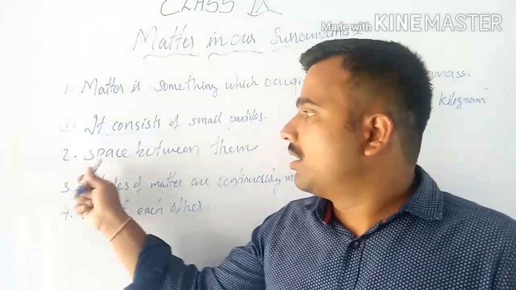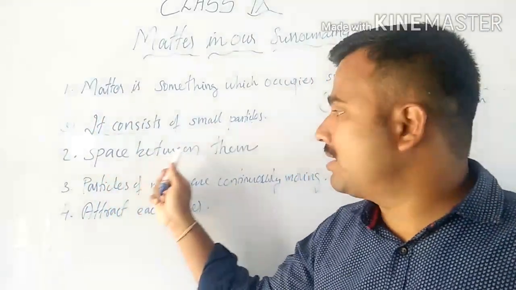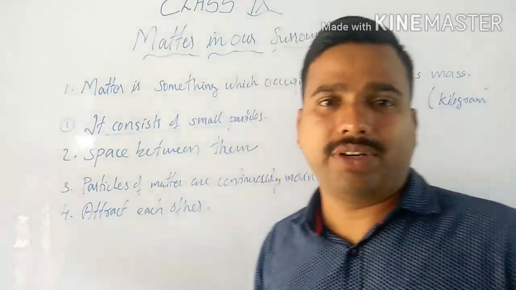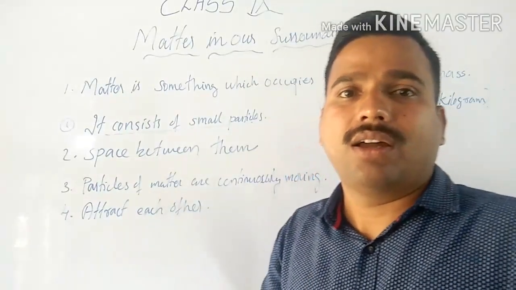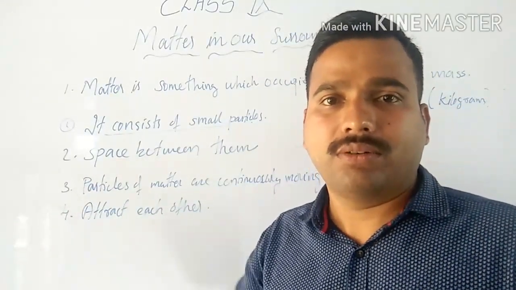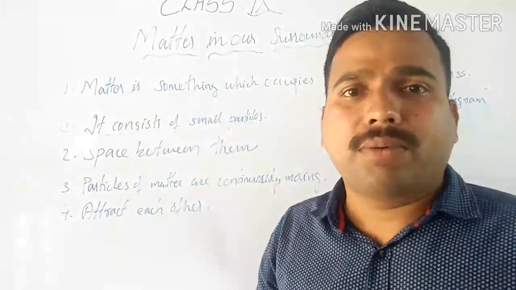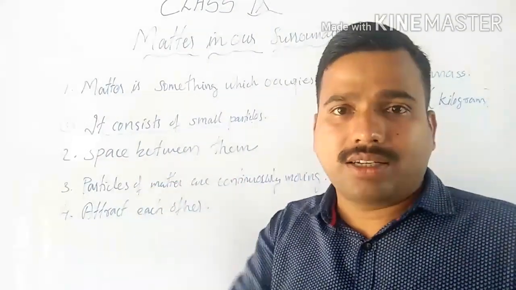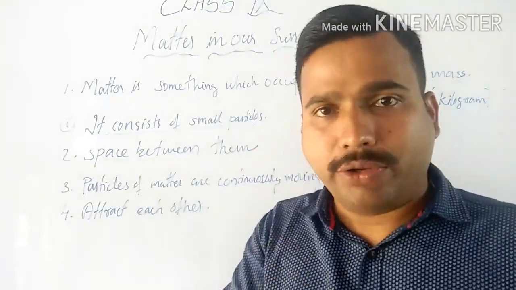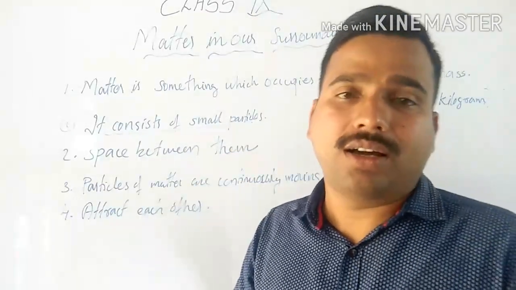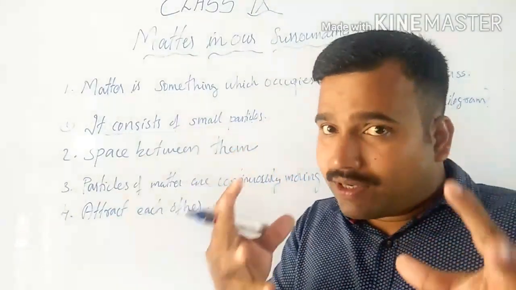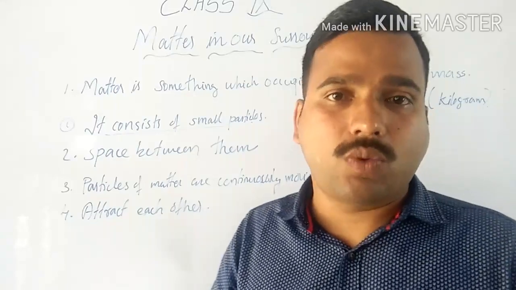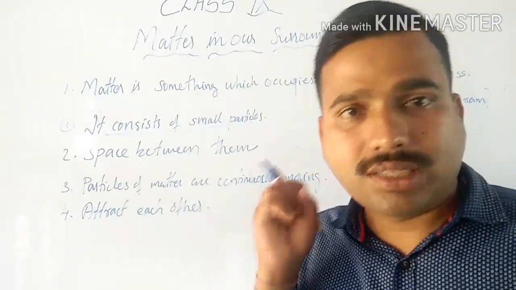And the second thing, particles of matter have space between them. In order to understand that, we perform one activity. Take a glass about three-quarters full of water, and mark the level of water. Add a very small amount of sugar or salt, stir it and dissolve it. What will you observe? After some time, the sugar or salt particles will get dissolved in the water, making sugar solution or salt solution.